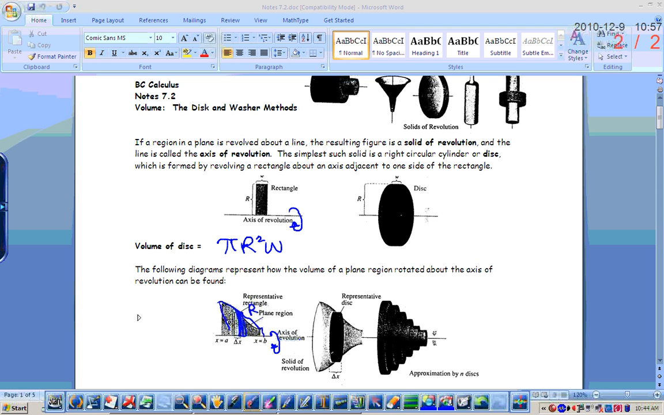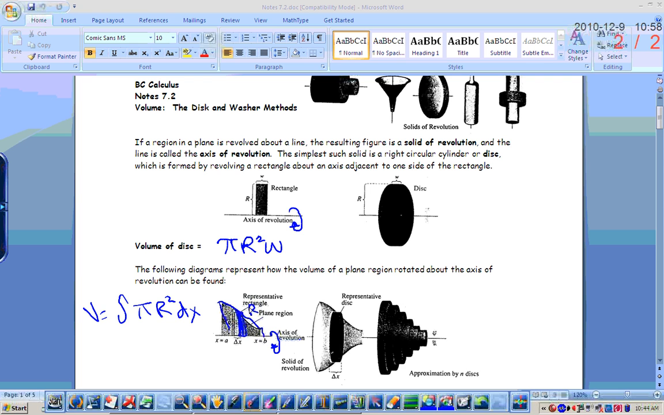Does anyone have an idea of what that formula would be? The integral, very good, of the top minus the bottom, which we're going to call r for the time being. Basically, all I'm doing is taking a bunch of these rectangles up here, an infinite number of rectangles whose widths are approaching 0. So that width just becomes my dx. So it's just pi r squared dx.